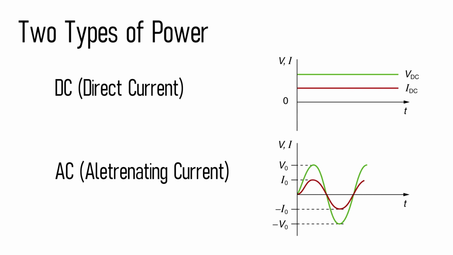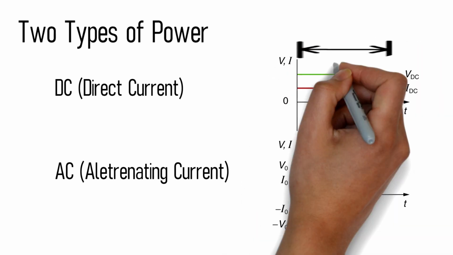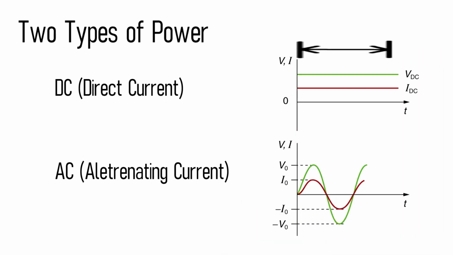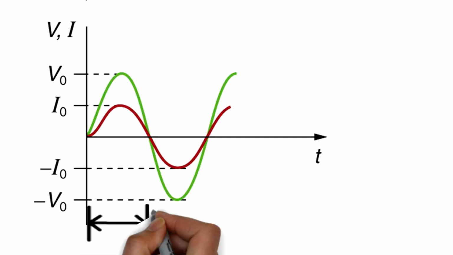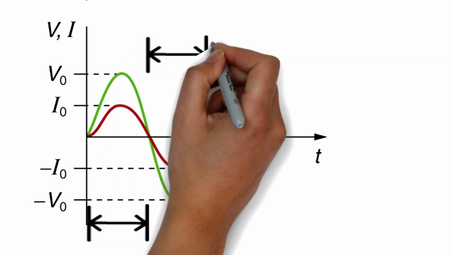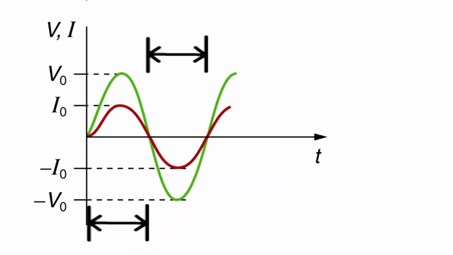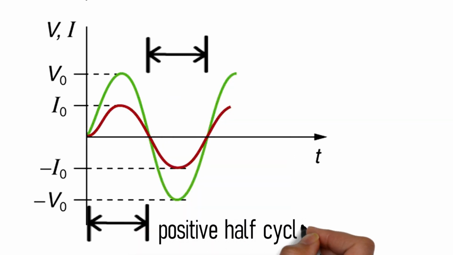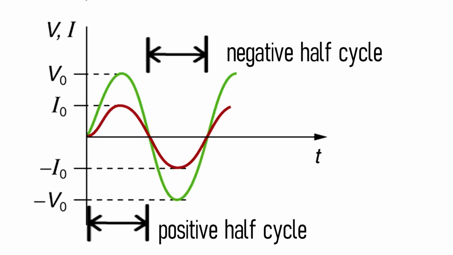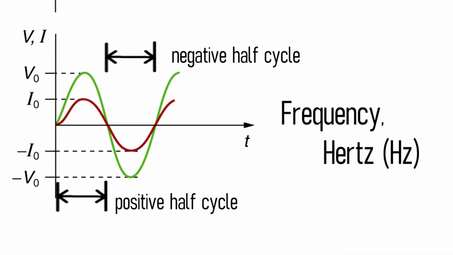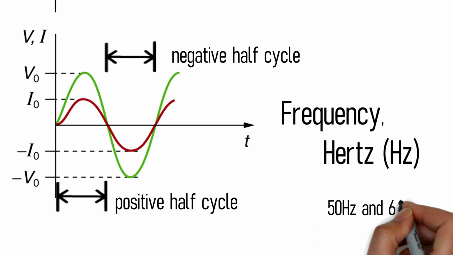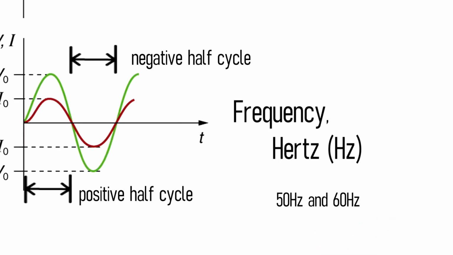Looking back at the graph, you can see that the DC shows a straight line while the AC is in the form of a wave, which is called a sinusoidal wave. It varies as time progresses. In an AC, there is what we call one full cycle, which is divided into positive half cycle and negative half cycle. The number of full cycles that occurs in 1 second is known as frequency, which has a unit of hertz. The most popular frequency is the 50 and 60 hertz.